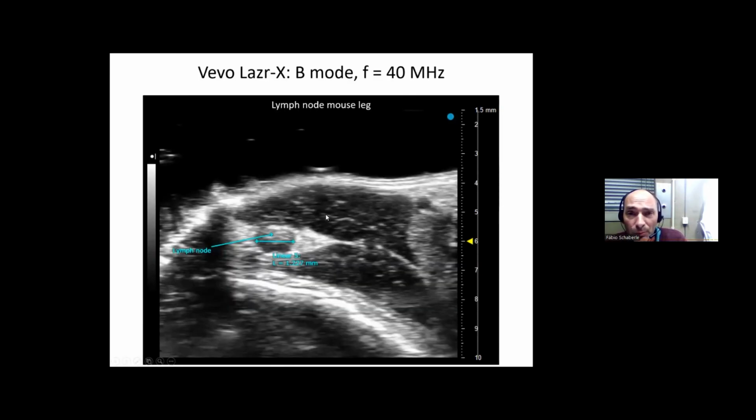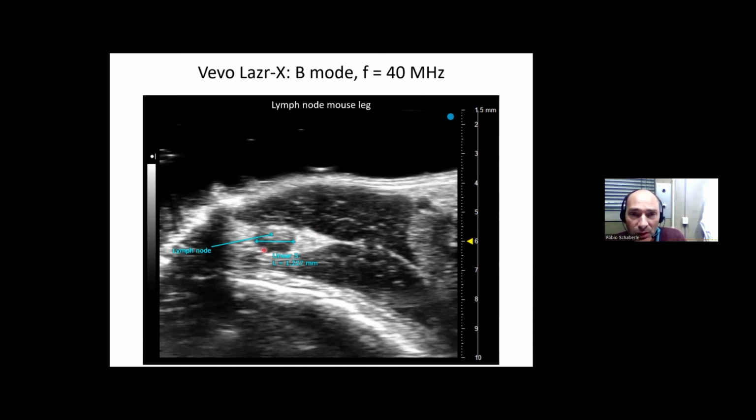This is another example using a 40 megahertz transducer. The higher the frequency, the better the resolution, but the higher the frequency of the transducer, the less signal will reach, because it will be attenuated. So again, there is a trade-off here between the resolution and the transducer.